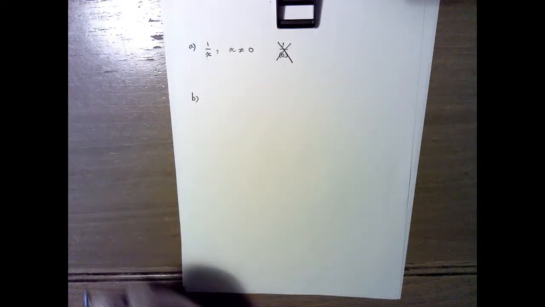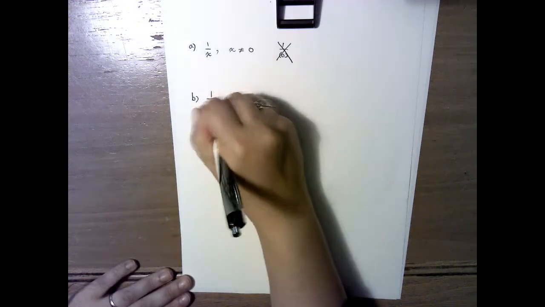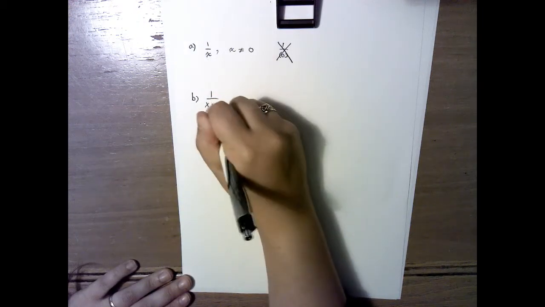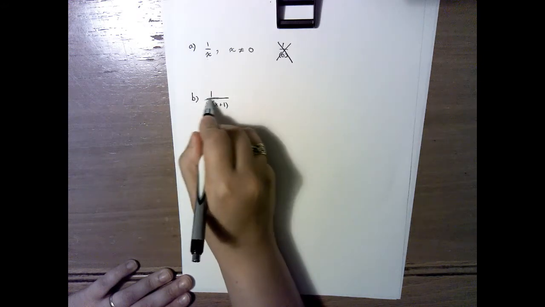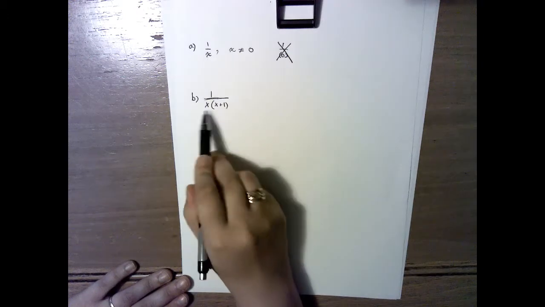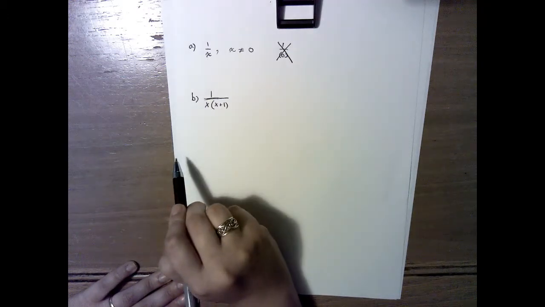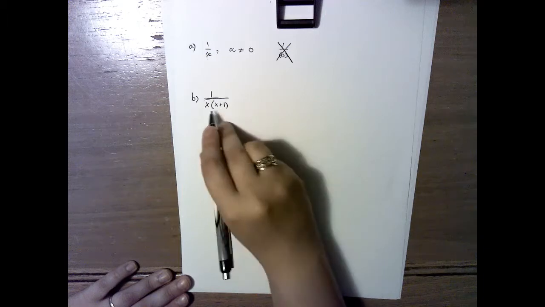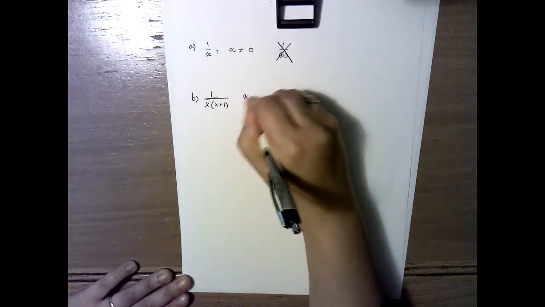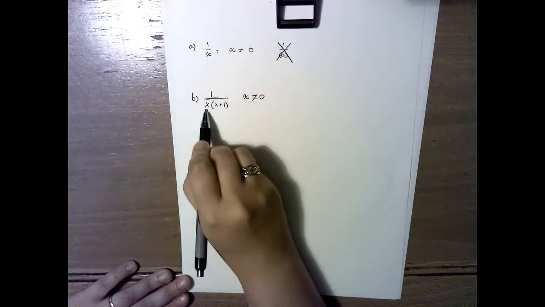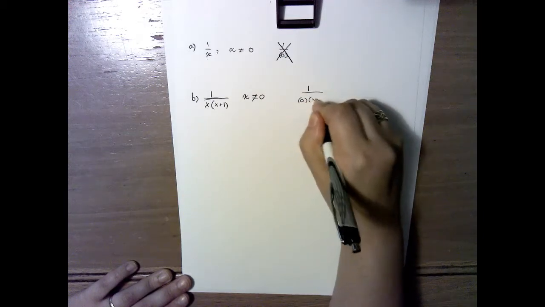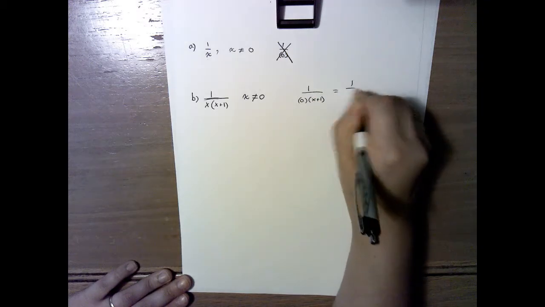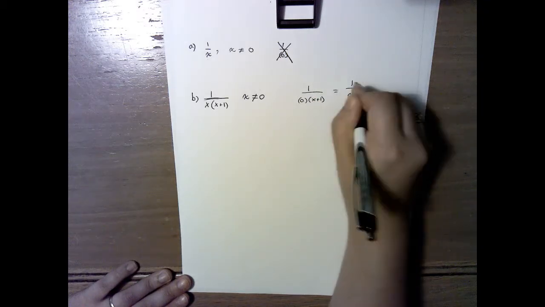Okay, so let's look at some more examples. So let's say we had 1 over x times x plus 1. Well, now I need to look at two cases that might make all of this equal to 0. So the first case is the same as before. x cannot equal 0, right? Because if I plugged a 0 in here, I'd have 1 over 0 times x plus 1, and all of that would just be 1 over 0. So that can't happen, right?